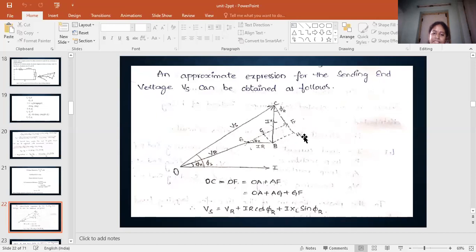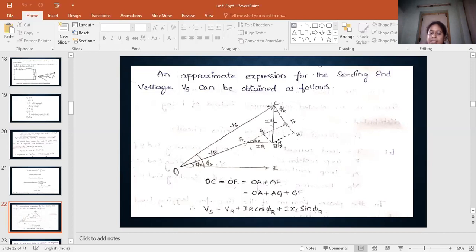And similarly for GF also. GF is equal to BH. For CBH, it is forming a right angle triangle here, so here also phi r is the angle. So sin phi r equal to BH by CB, in the place of BH we can directly write the value of GF. Sin phi r equal to BH by CB. CB is nothing but I XL.